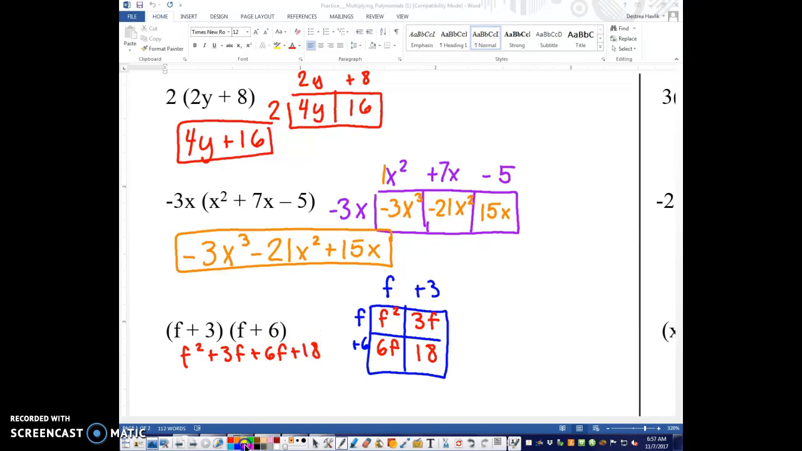Now we combine like terms. There's only one f squared, so that just goes there. We have a 3f plus a 6f, which makes a 9f plus 18. Now pause the video and do the problem to the right.